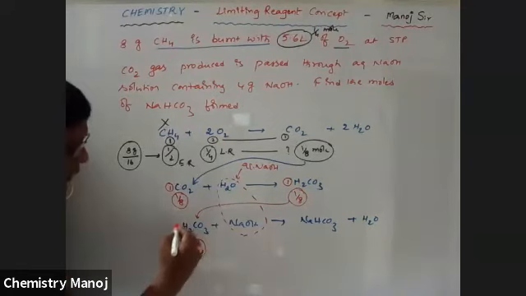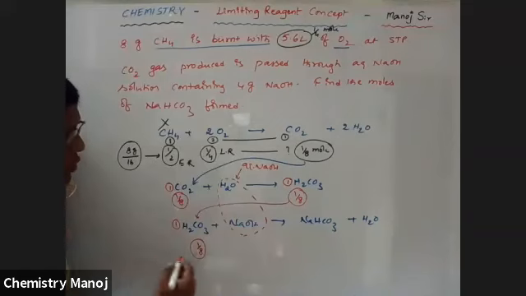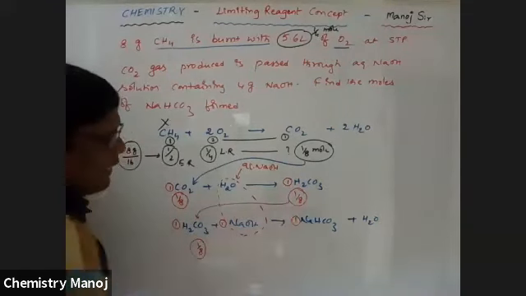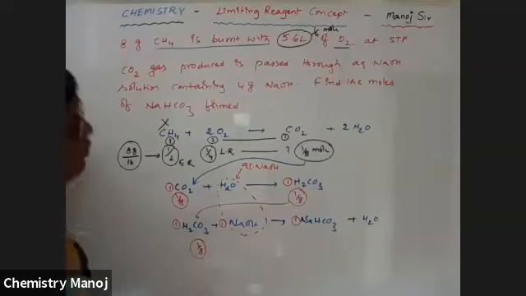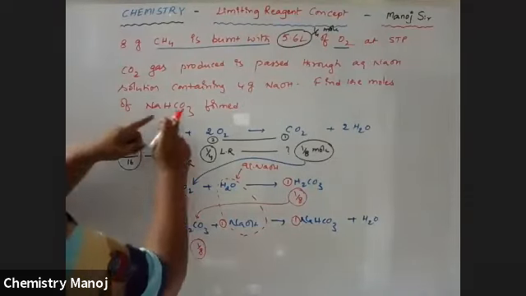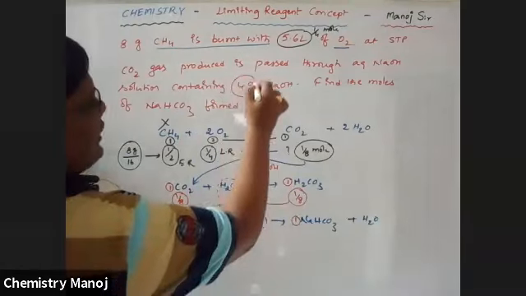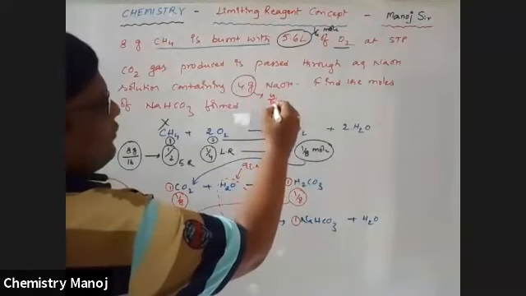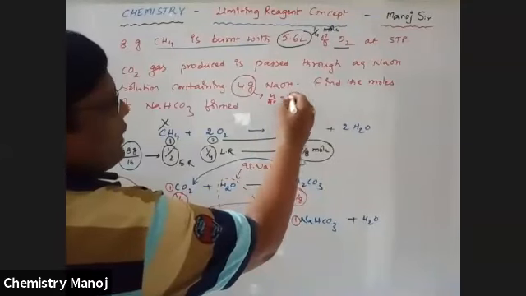As per our data, 1 mole H2CO3 reacts with 1 mole NaOH to form 1 mole NaHCO3. Here how much NaOH is given to you? 4 grams NaOH is given. Convert 4 grams into moles: 4 by 40, which is equal to 0.1 mole.